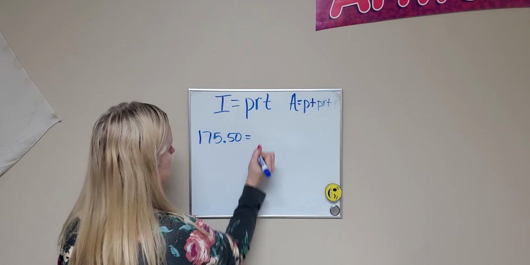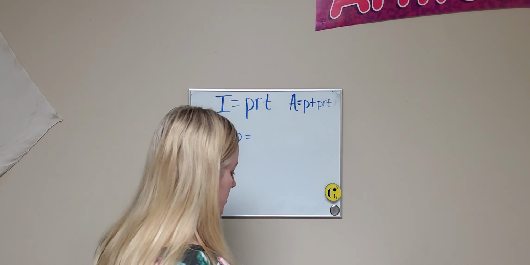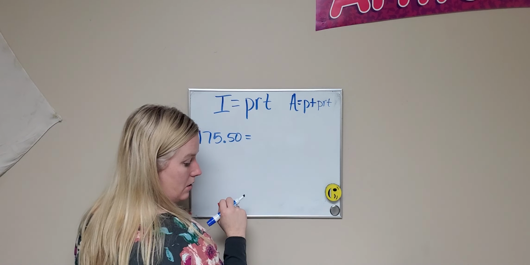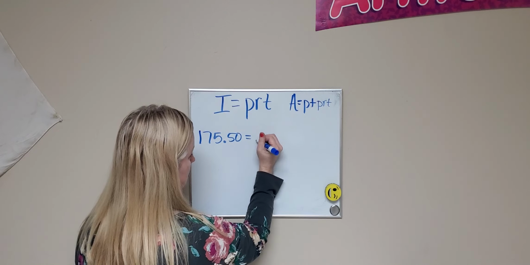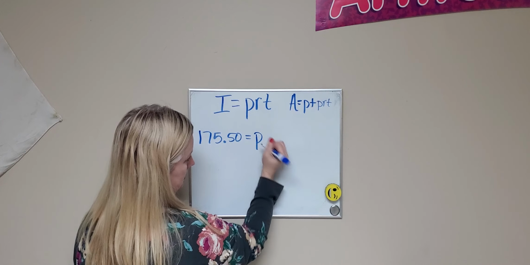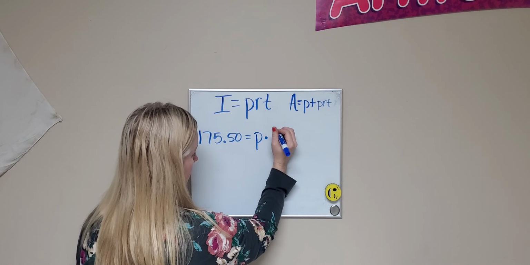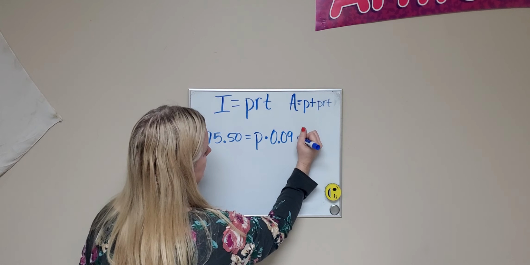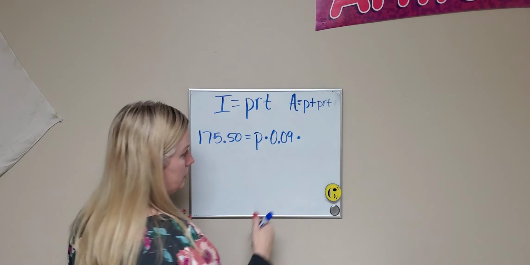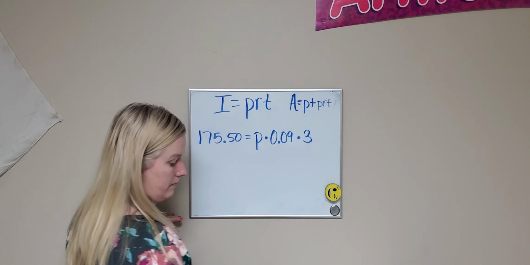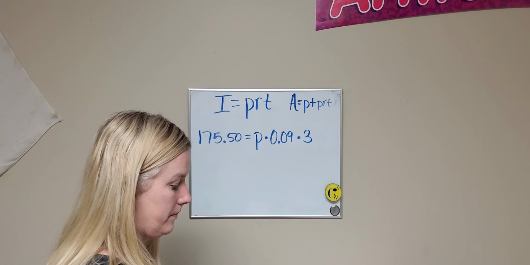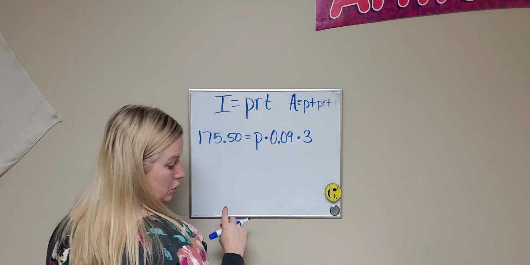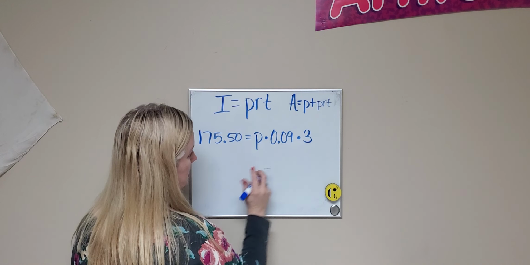These are probably going to be easier than the other ones, as long as you remember to use the formula. All right, so I'm given the rate, which was 9%, but I don't know what P is. So P times 9%, which is 0.09, and then times the time, which is 3 years. Okay? So I'm going to multiply 0.09 times 3.